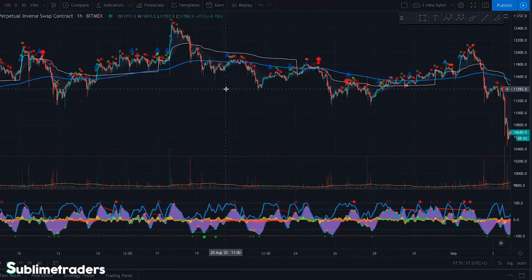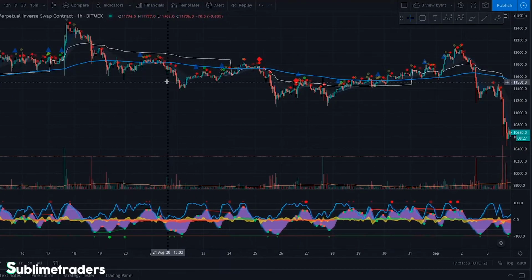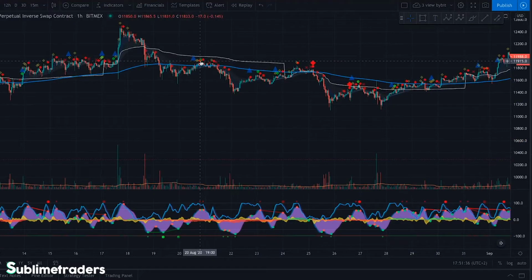Let's pick another example. Right here should be good. Here we have established a blue triangle, which means trend reversal, and then we have two or three bullish candles, a bearish candle, a buy signal, a bearish candle. We don't understand anything at this point. But right after we have a red X. The red X is a bearish indicator, and it is followed by another red X, which confirms that the first indicator was validated.